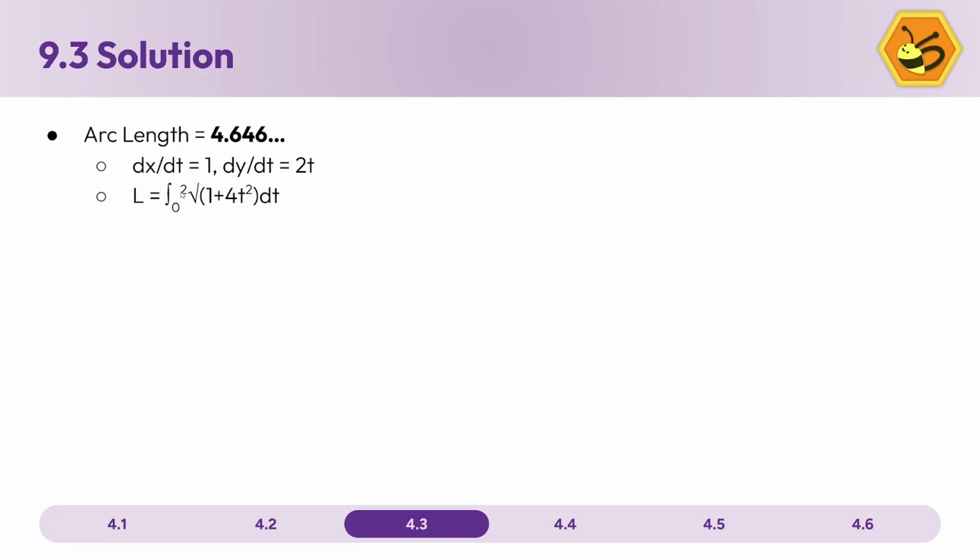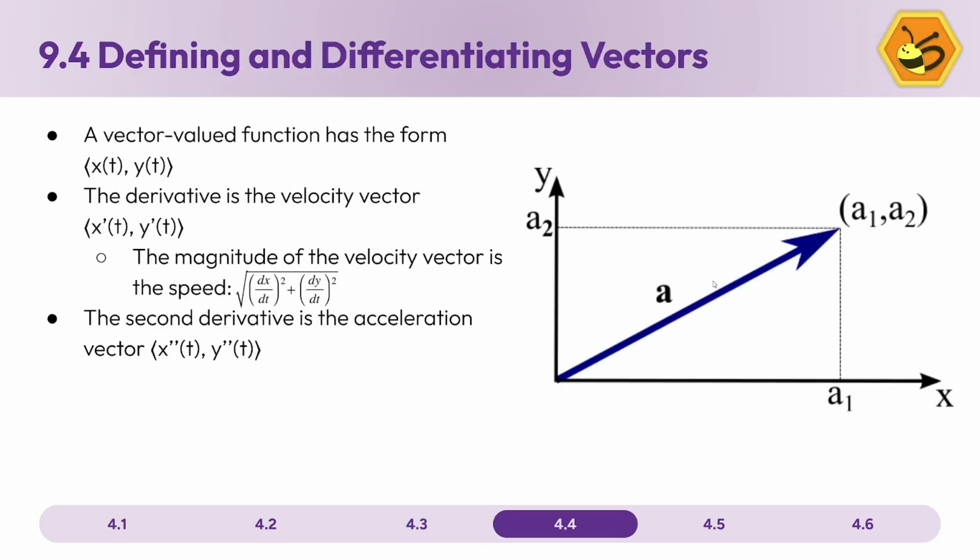Yeah. And then our bounds were from 0 to 2. So once you plug that in, you should get 4.646. So hopefully I plugged that in correctly. Yeah, okay. Seems Pikachu agrees with me. Okay. All right, so let's move on to vectors.